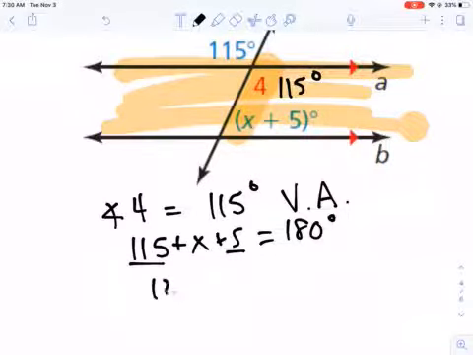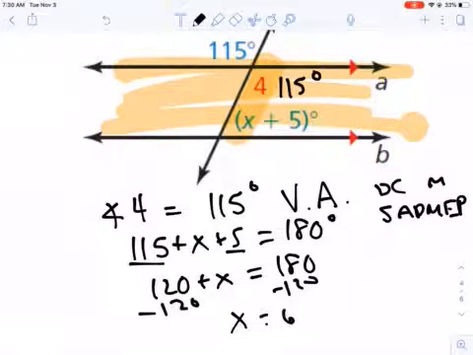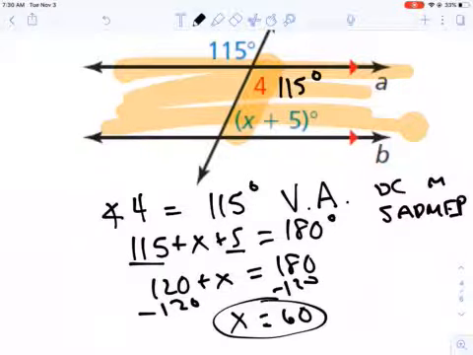DC combine. Don't forget to solve equations, DCM SADMAP. You'll hear me say that all the time. Minus 120, minus 120, x is 60. And that's all they wanted us to find, was x. So we are done. So what you're kind of doing is it's like a puzzle. You're figuring out, okay, I don't know this and this, but I do know this and this, and that helps me get this and this.